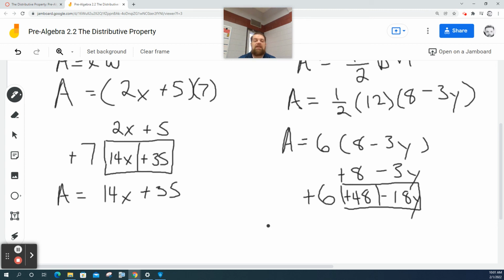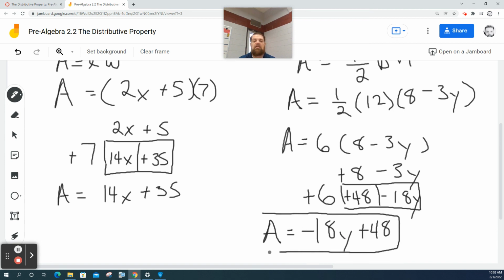Now, generally, what we would do is we would write this in what we call descending order. That means that I'm going to put my variable y first, so I'd have negative 18y, and then my constant would be plus 48. That's the final answer. Any questions for Mr. Adams? Okay, that's it on that.